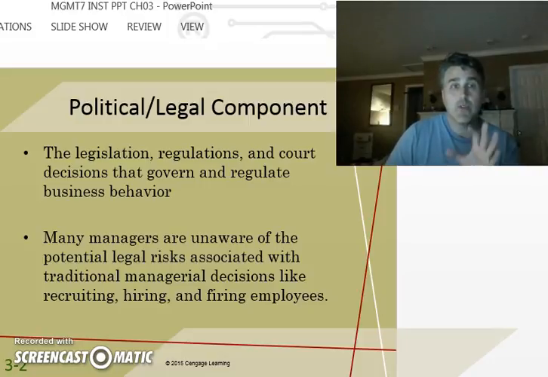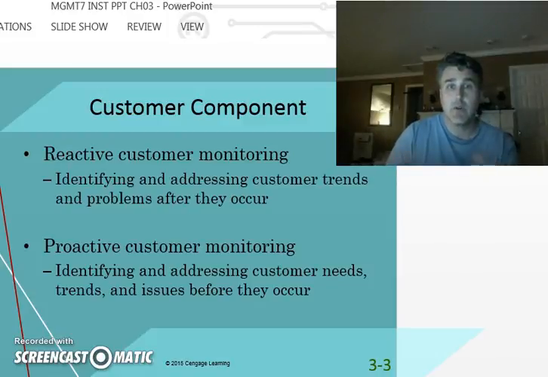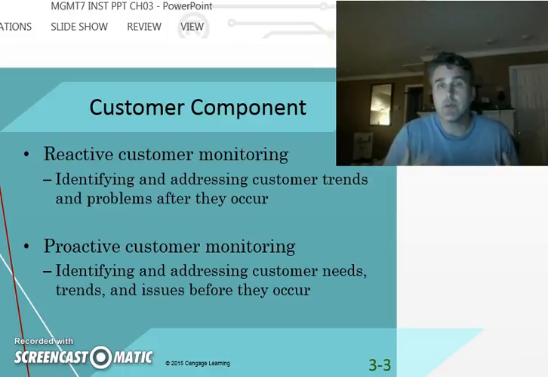Now we're going to move, so those are general environment. Now we're going to go into the specific environment. So we have customers, competitors, suppliers, industrial regulations, and advocacy groups. Our customer component. Who are the customers of the Salt Lake Community College? Or whatever company that you're studying right now, or the company that you work for. Some of our customers are, well, when I think of customers, I think, who is paying for the services that we're providing? So we have students that are paying for it.